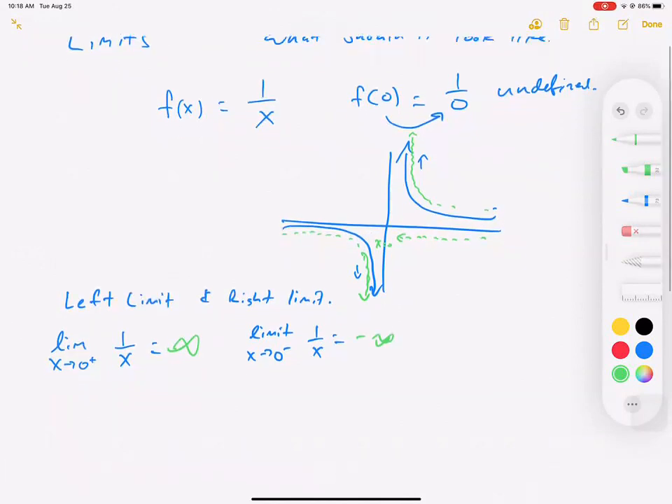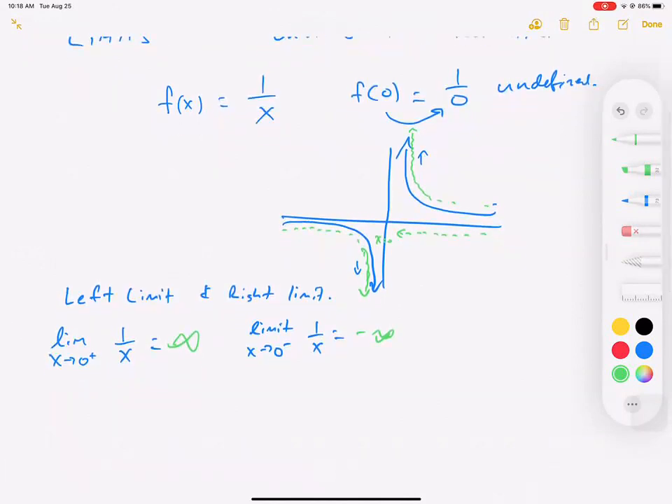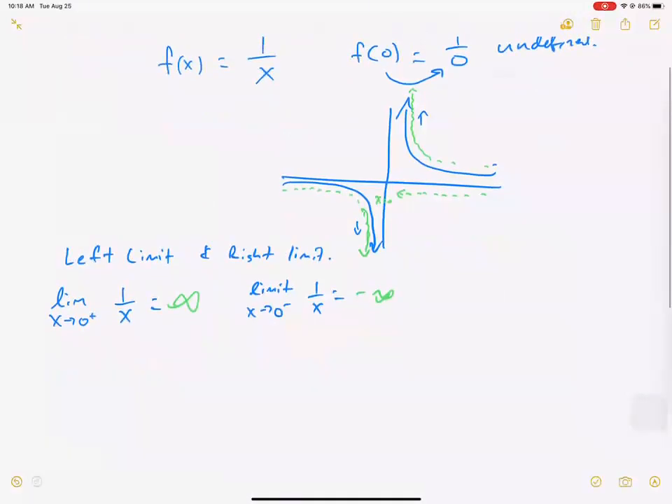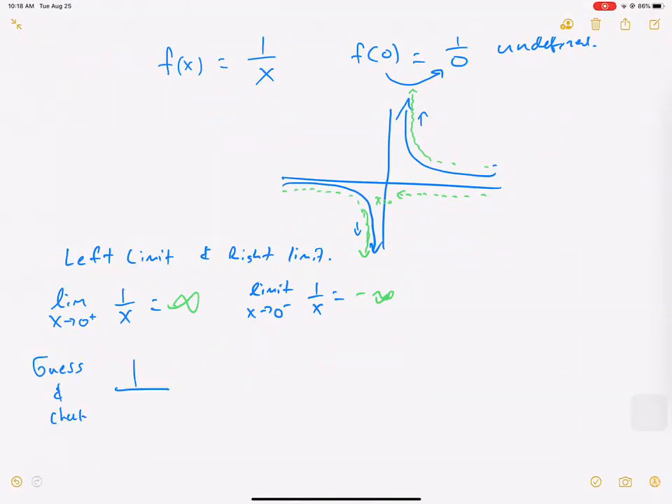Now, if I actually needed to calculate it, like what if I didn't know what the graph looked like? Well, you could plug in values into your calculator. Now, if I had a calculator, you guys can do this some other time. But when it comes to limits, you can always just plug in a number. Let's just do a guess and check. I can plug in a number that's really close to 0 from the right-hand side. So I would plug in, for instance, a number like 0.001. That's 1,000th. And this would give me 1,000.